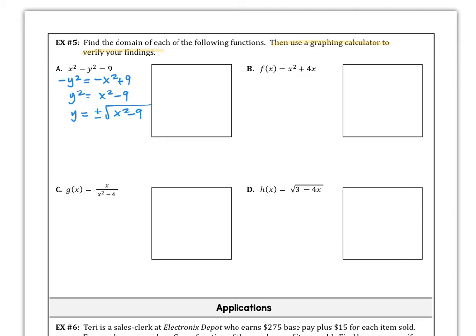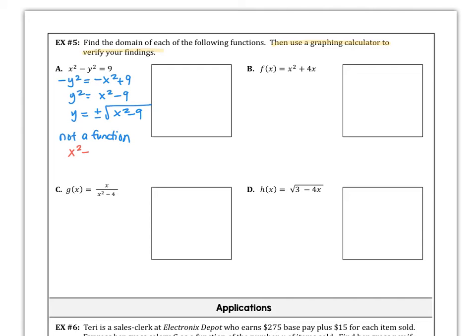So this means it's not a function because there are 2 y values for every single x value. So when we look at the domain, remember if you have a square root, and this is any even numbered root, what's under the radical has to be greater than or equal to 0.